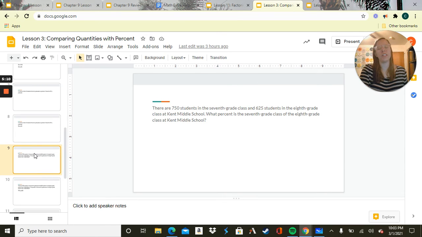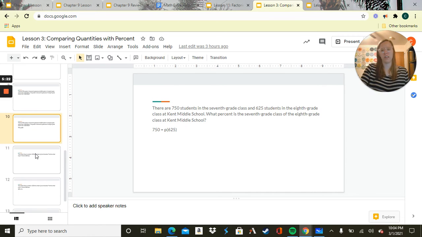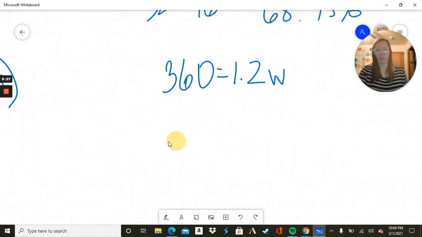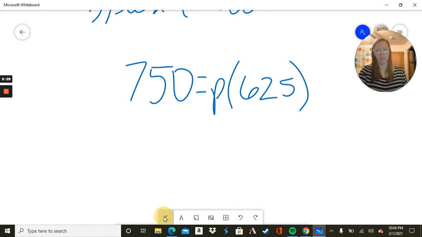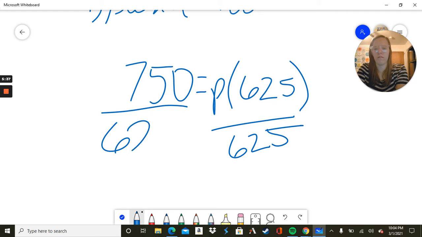There are 750 students in the 7th grade class and 625 students in the 8th grade class at Kent Middle School. What percent is the 7th grade class of the 8th grade class? So again, here's our equation. Same thing again, we're going to have a higher than 100 percentage. So the difference here is going to be 125 over 625.